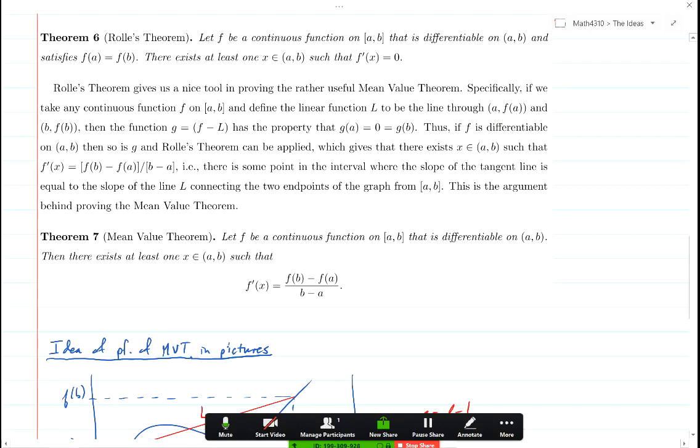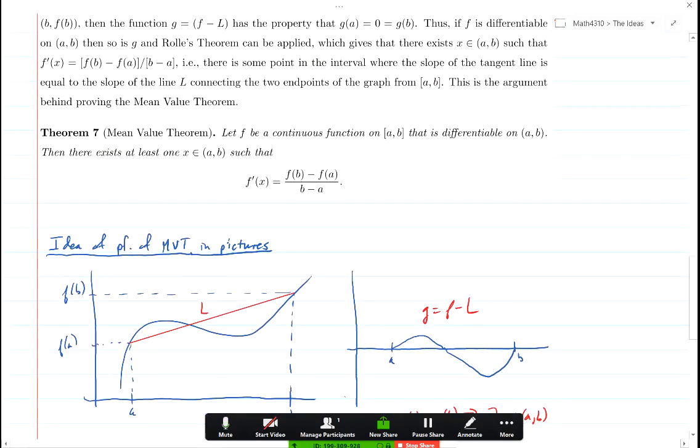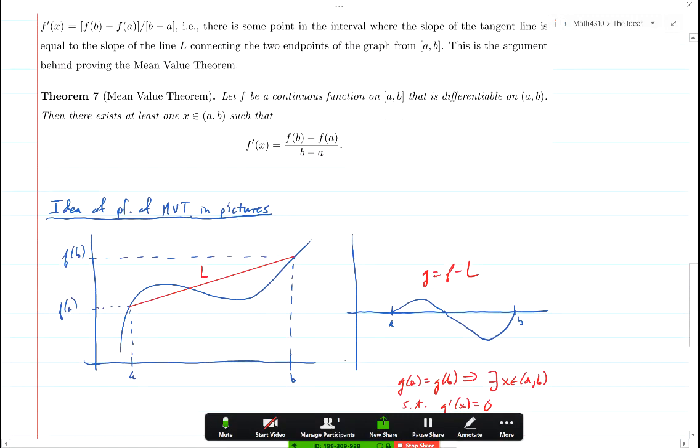So you use this idea that the function is differentiable, and you get this new function g equals f minus L. And now what you've done is you made g of a equal to 0 equal g of b. And I'll show this in pictures to give you the main idea. And what this means is I can now apply Rolle's theorem to g and then make the conclusion I want on f.